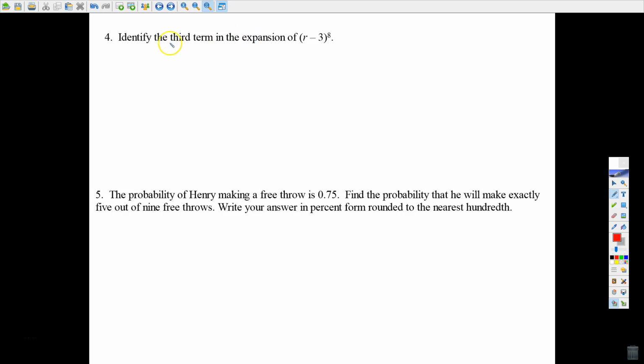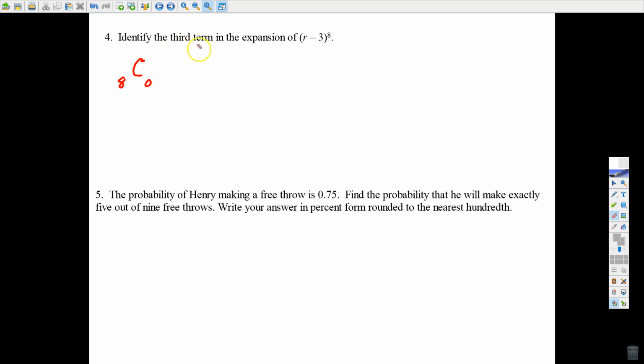Number 4. Now the easiest way to take care of these, I think, is to use the binomial theorem, because out of the total of 9 terms that would be involved in this expansion, we only want to know what the third one is. And using the theorem, remember this would have started at 8 NCR 0 for the first term. 8 NCR 1 would be the second term, 8 NCR 2 would be the third, 8 NCR 3 would be the fourth, and so forth and so on.